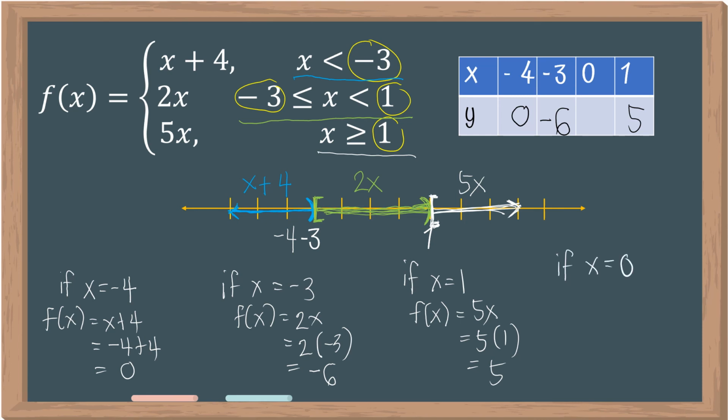Okay, so if x is equal to 0, tingin tayo dito. So, nasaan yung 0 sa ating number line? If this is negative 3, negative 2, negative 1, ayun si 0. Okay? So, dun tayo sa second subfunction natin, wherein f of x will be equal to 2x. So, substitute again the value of x to our function. We have 2 times 0. That will give us 0. So, therefore, if x is equal to 0, the value of our function is also 0.